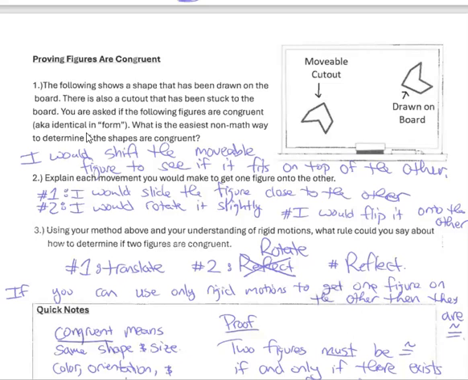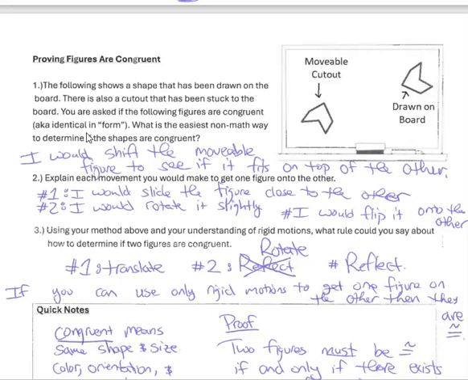So you just shift it, and I would shift the movable figure to see if it fits on top of the other. Now explain the movements that you would do. So number one, I would slide it over, and then it looks like I would have to rotate it a little bit, and then I would flip it. So if I have to keep it in contact with the board somehow, then that is what I would do.